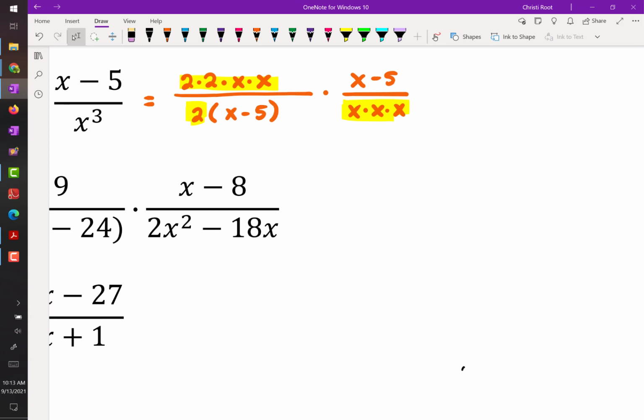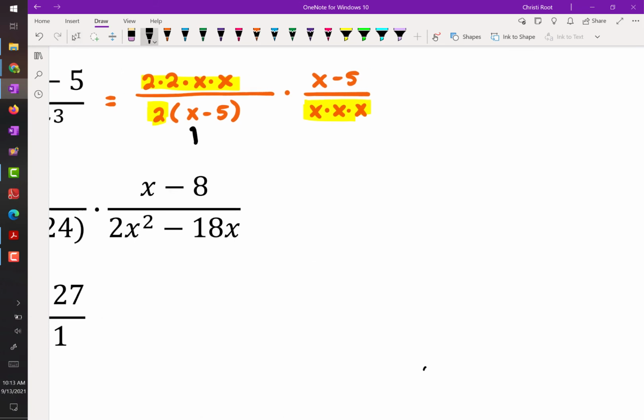So what is going to create an undefined value? This x is going to create an undefined value, so that x cannot be positive 5. And what about all of these individual x's? They don't have anything added or subtracted to them, so they can't be 0, right?